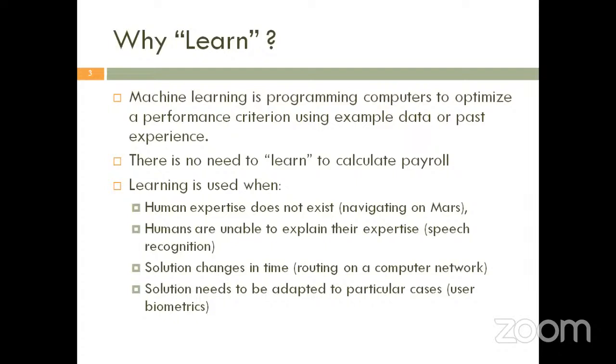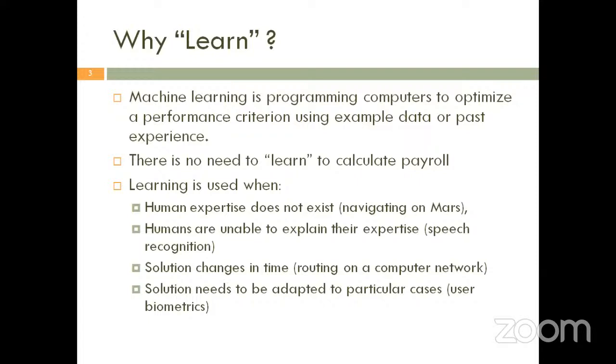Okay, why learn? Machine learning is programming computers to optimize a performance criterion using examples from the past, or past experience. So what are we doing in machine learning? That one sentence is more than enough. We are training the computer with examples from past data or past experience, so that it can be geared up for future work.